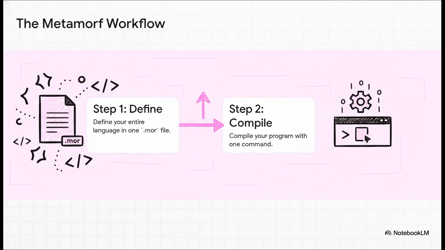So that entire maze we just talked about, it gets boiled down to just 2 steps. It's almost hard to believe. Step 1, you define everything about your language. Its keywords, its grammar, all the logic, inside a single .mor file. Step 2, you run a single command to compile a program written in your new language. That's it. We went from dozens of steps down to 2.